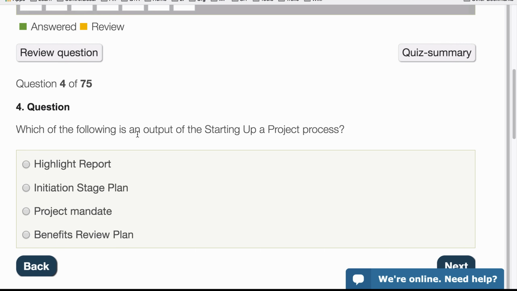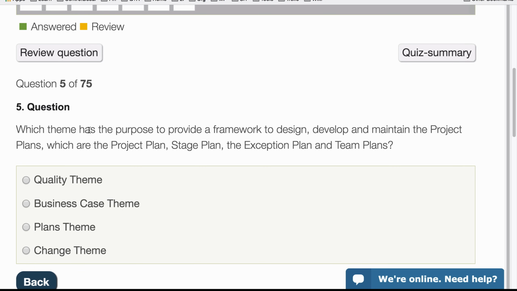Which of the following is an output of the starting up a project process? So that's just at the beginning. Highlight report, no, that doesn't happen until later. Initiation stage plan, yes, that's an output. Project mandate, that's actually an input. The benefits review plan, that's an output of the next step. So in this case, it's the initiation stage plan, which is a plan to manage the next phase of the project. Click on Next.